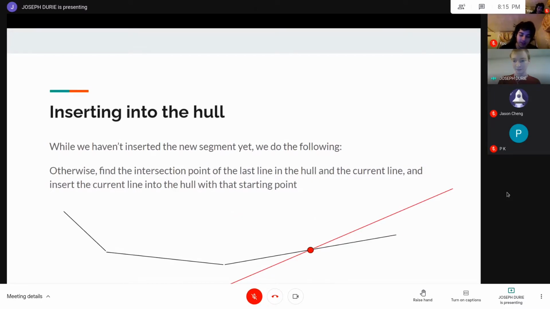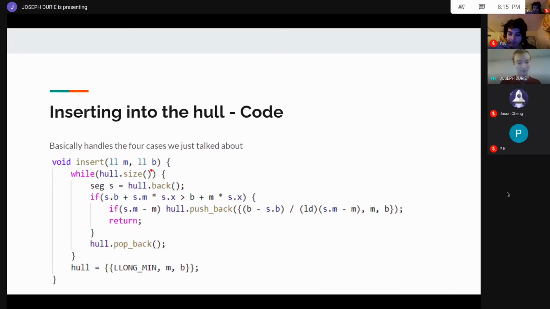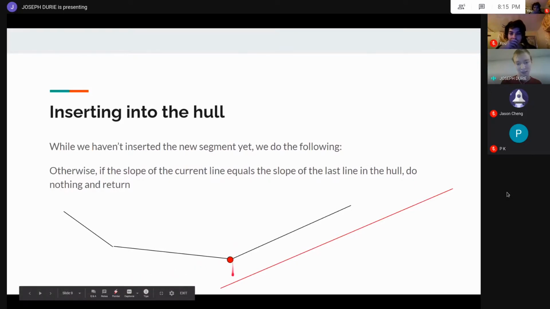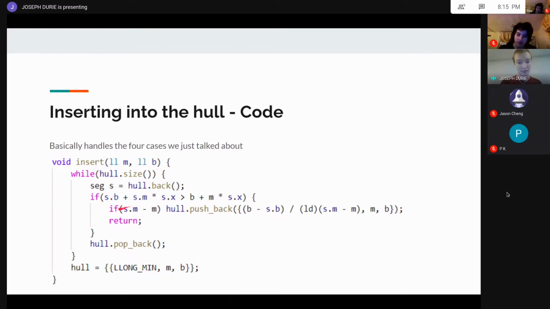All right. So these are basically the 4 cases we're handling, and the code for this looks like this. If we want to insert a line with slope m, y-intercept b, we do this while loop, where we continuously look at the last guy in the hull. If it has a bigger value than the line you're trying to insert, then we are in one of these 2 cases, because these are the only 2 cases where the current back has a higher value than this given line. In one of these 2 cases, first, if their slopes are not equal, then we know we're in the 4th case.